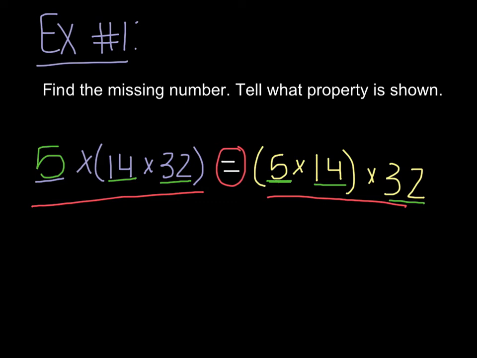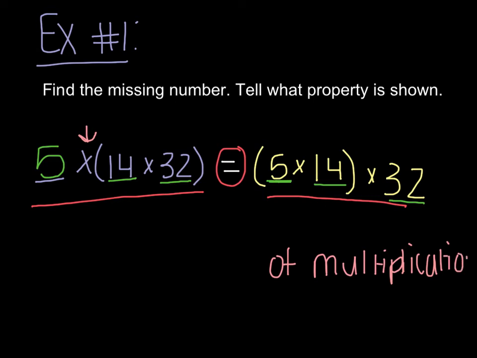So now they're equal. Now we have to decide what property they're showing us. So we already know that we're multiplying because you can see that right here. So it has to be something of multiplication. I might run out of room a little bit here, but you know how to write multiplication. So it's going to be either the commutative property, the associative property, or the identity property.